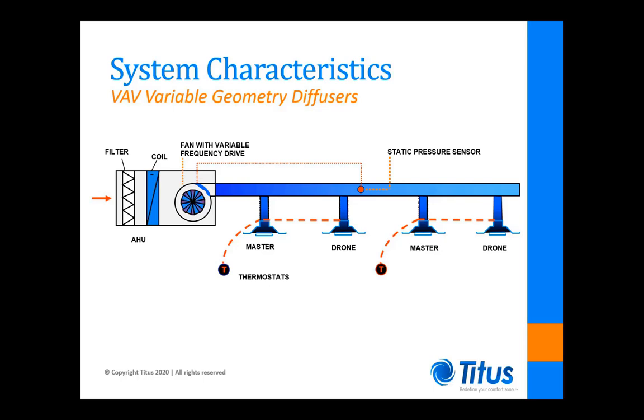VAV diffuser systems can also be designed with a constant volume air handling unit, although the ductwork must be fitted with some means to bypass excess air into the return ductwork.